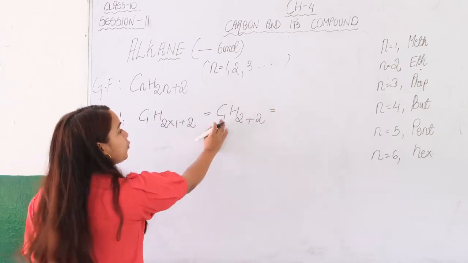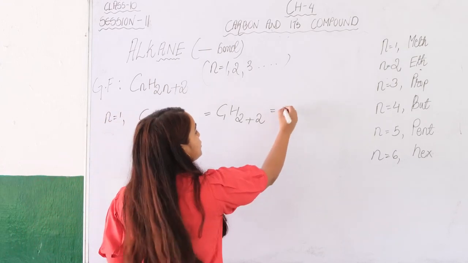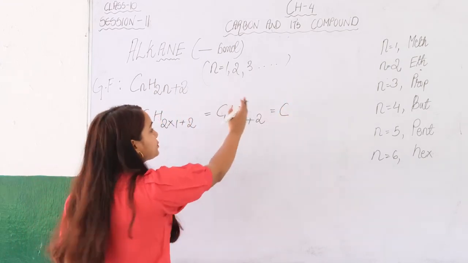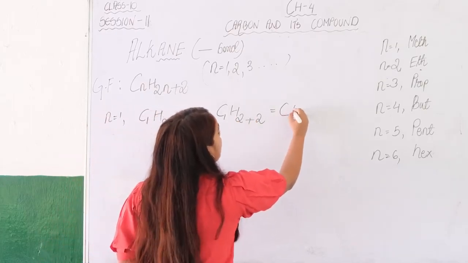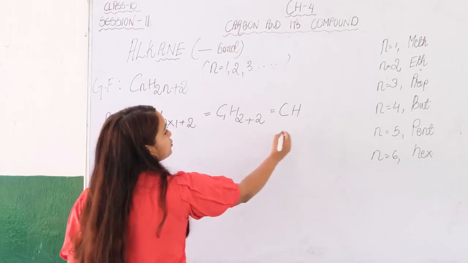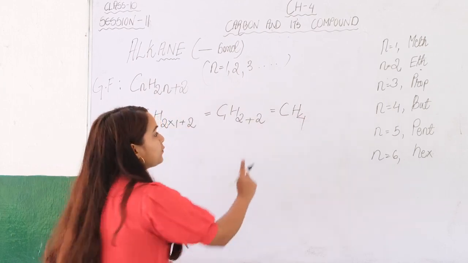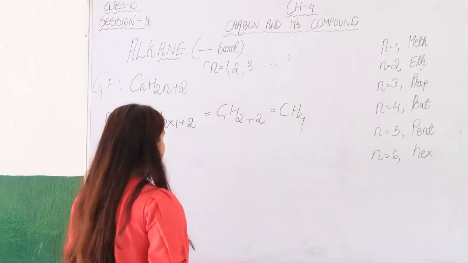Generally, when we see a subscript of 1, we ignore it and don't write it, but note that there is a subscript 1. So C1H(2+2) is C H4. For n equal to 1, we got CH4. Now what is the name of this CH4?